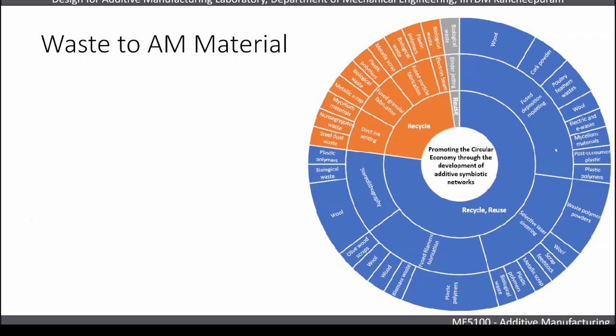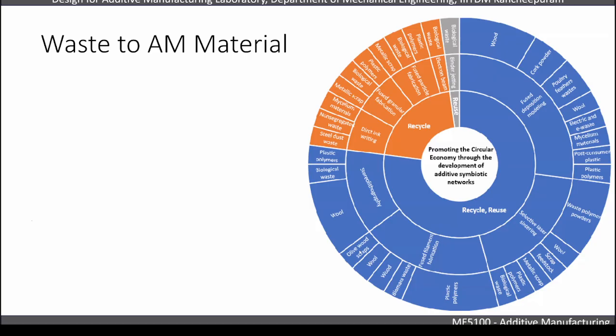So it can be reused. Most of the powders can be reused with the refreshments, like new powders. You can mix it and then use it. For example, selective laser sintering produces waste polymer powders, wool, scrap feedstock, metallic scrap, plastic polymers. It also produces a lot of biological waste sometimes.